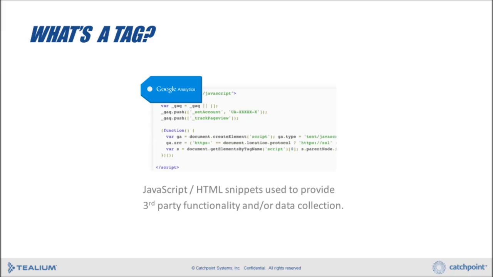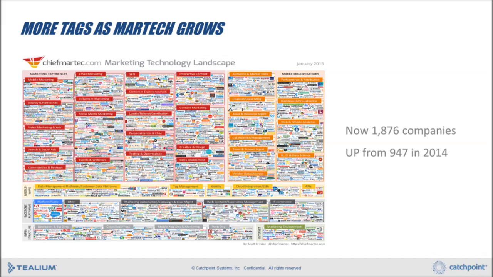And it's pretty popular. If we look at this practice, it's really ubiquitous these days. Our friend Scott Brinker over at Chief Martech tracks almost 2,000 companies that are providing cloud-based services to digital marketers. That number of vendors has nearly doubled in the last year. So you can see it's a very popular practice.